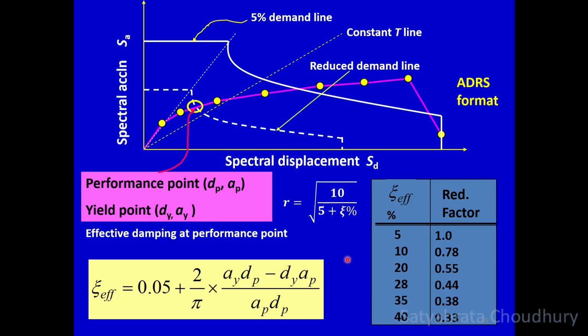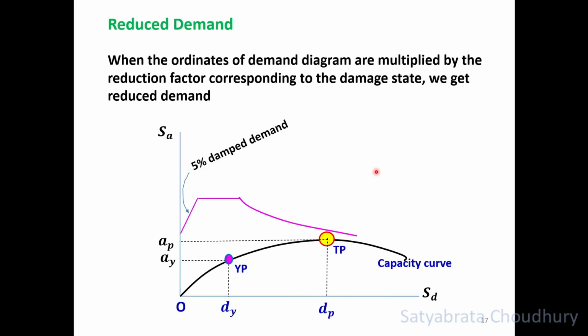Remember that we have considered only hysteretic damping and material damping, but in some cases there can be some added damping in terms of added damping devices. So in that case that will be added up and that will form the effective damping. Total damping in systems may not be so high like 40%, it may be around maximum 20-25% in practical cases. So with multiplying the ordinates of the 5% damped elastic diagram, you get the reduced demand diagram. When the ordinates of the demand diagram are multiplied by the reduction factor corresponding to the damage state, we get the reduced demand in the system.